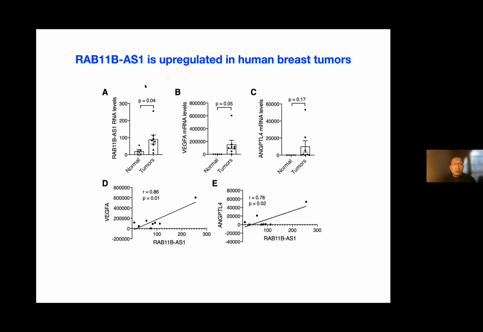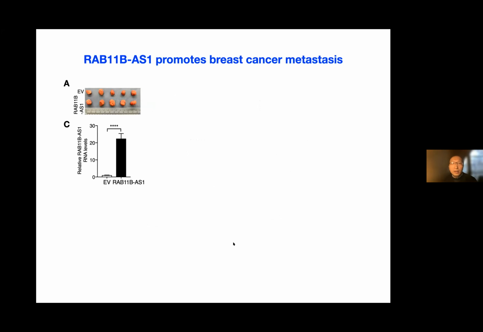So this non-coding RNA is also induced in human breast tumors. And importantly, this non-coding RNA significantly correlates with HIF target genes like VEGF-A and angiopoietin-like 4. So then the question is, what is the function of this non-coding RNA in human breast tumors?